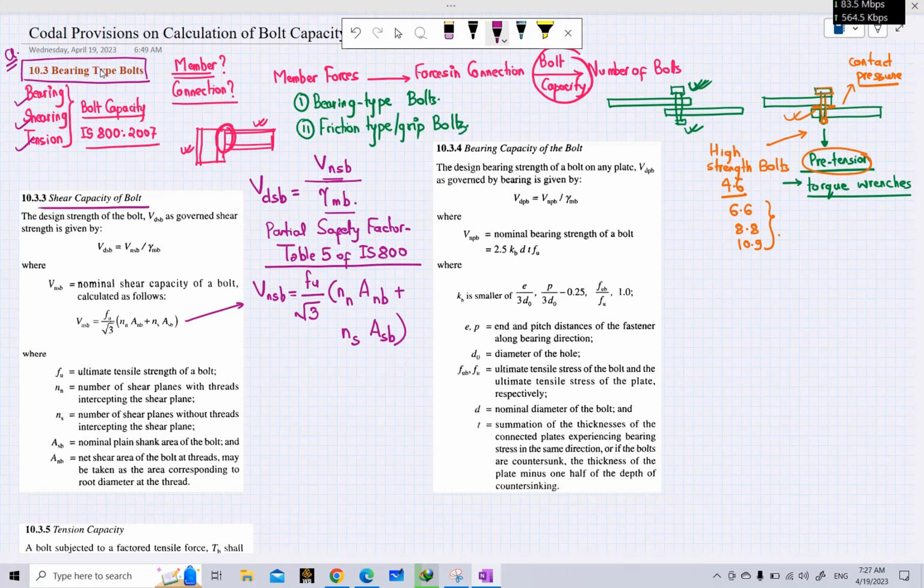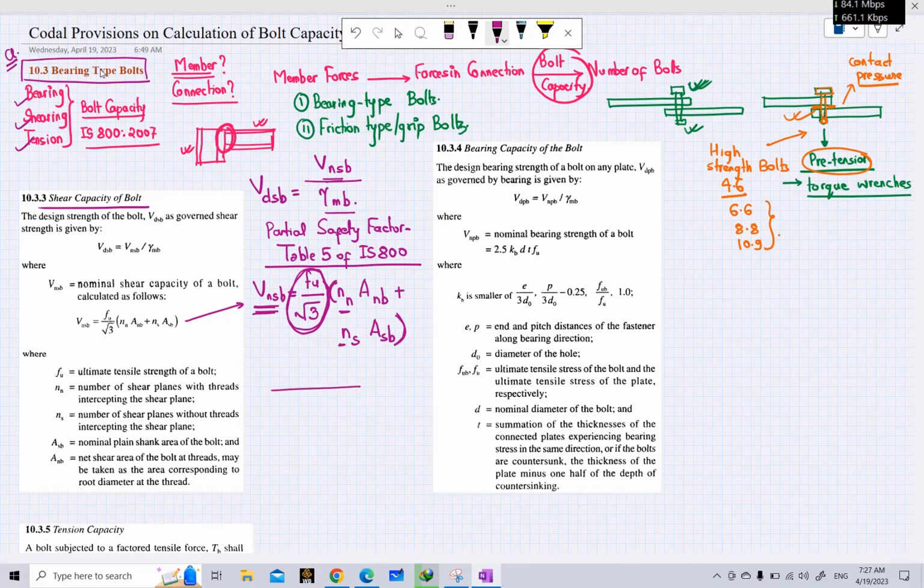So this fu by root 3 generally represents the permissible shear stress in a bolt. Now to determine the nominal strength, we have to multiply this stress by some value of area to get the force. So this term inside the bracket is our area. So what does this Nn and Ns represent?